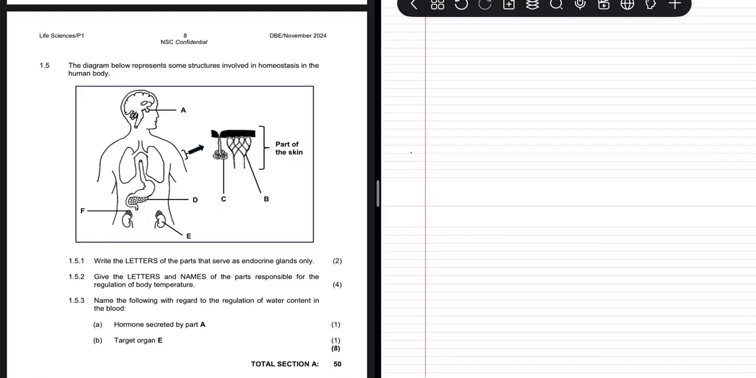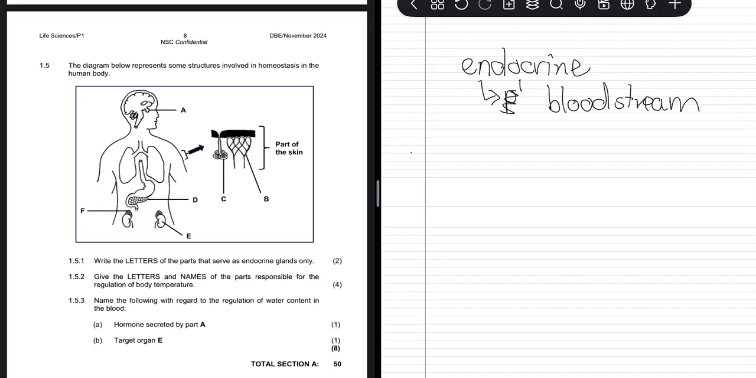So let's see. Write down the letters of the parts that serve as endocrine glands only. So again, we are trying to remember that endocrine glands are ones that secrete their hormones directly into the bloodstream, so let me write that: endocrine goes into the bloodstream, whereas exocrine go through a duct, so it exits through a duct.